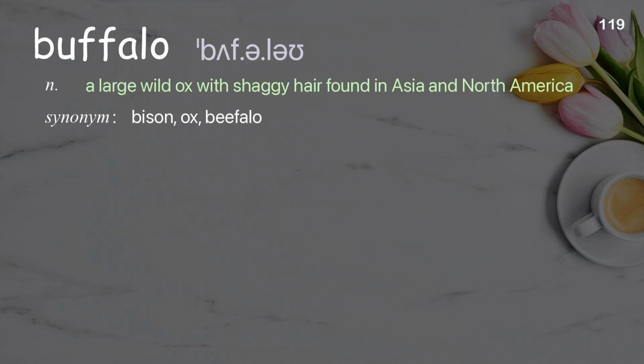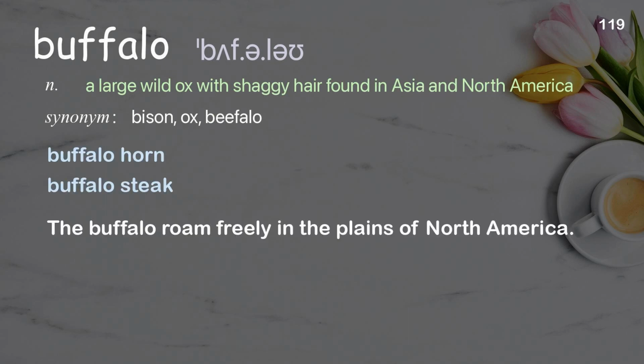Buffalo. A large wild ox with shaggy hair found in Asia and North America. Examples: Buffalo horn. Buffalo steak. The buffalo roamed freely in the plains of North America.